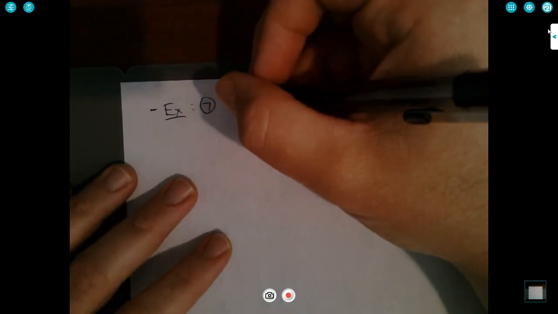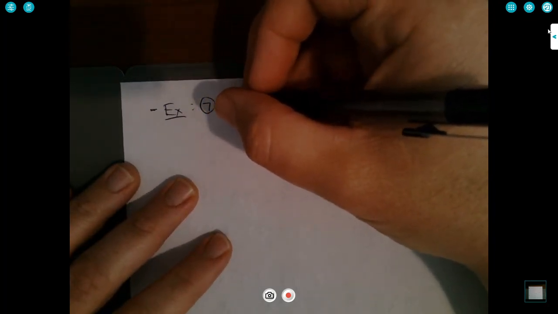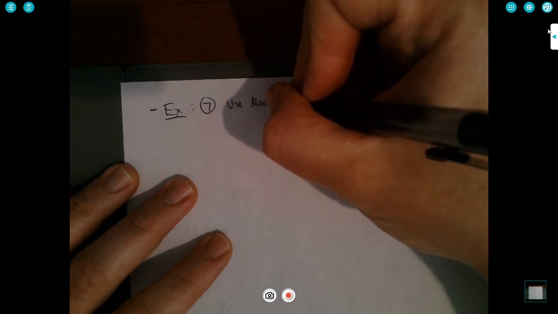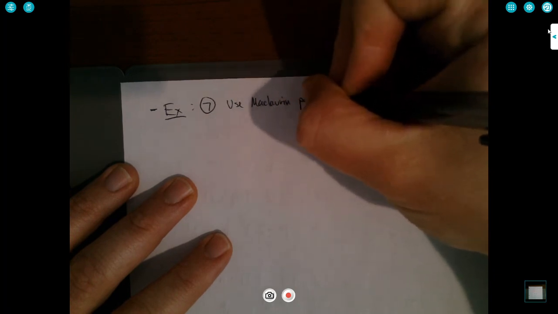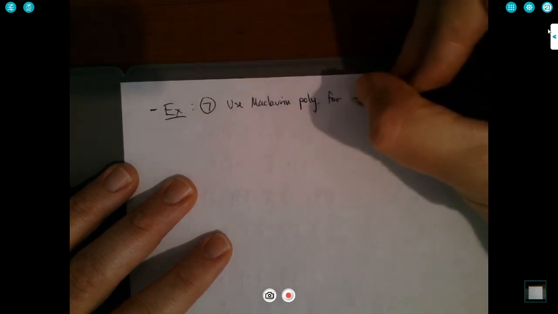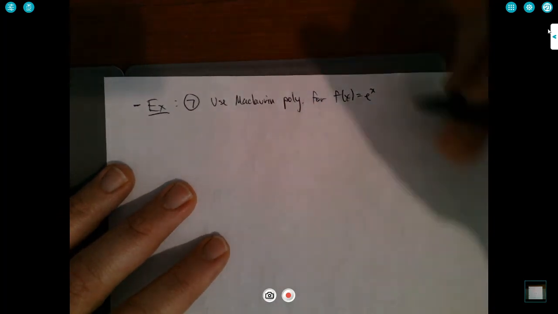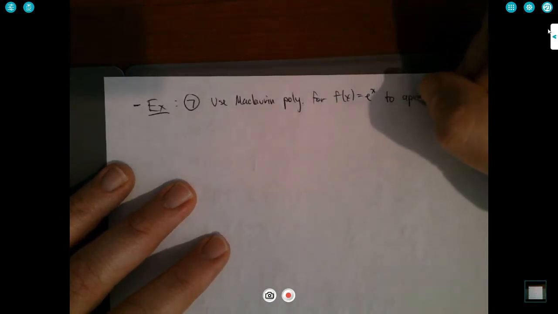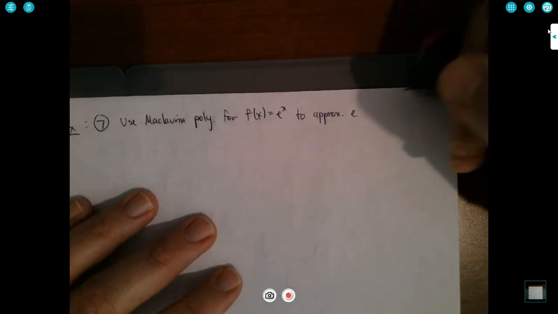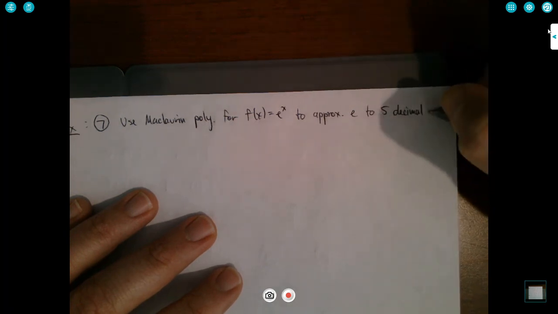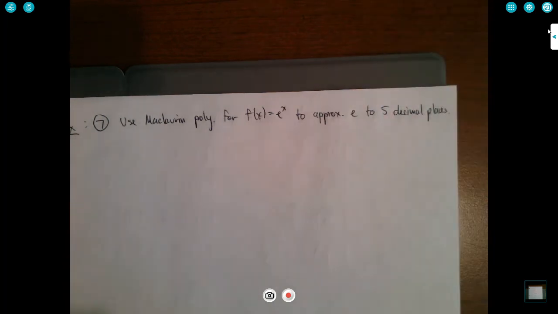Okay, so we want to use a Maclaurin polynomial for f of x equals e to the x to approximate e to 5 decimal places.